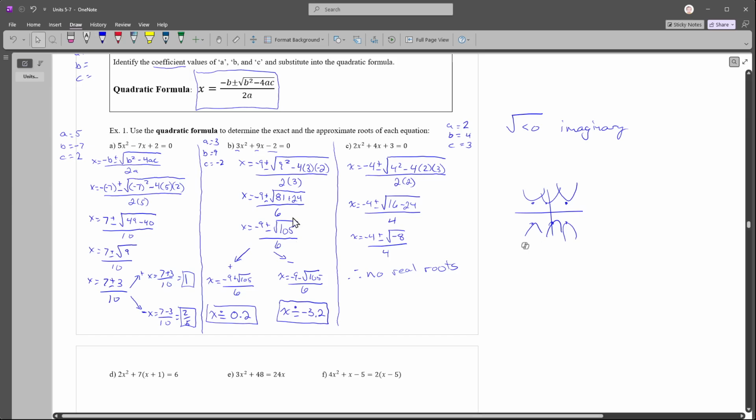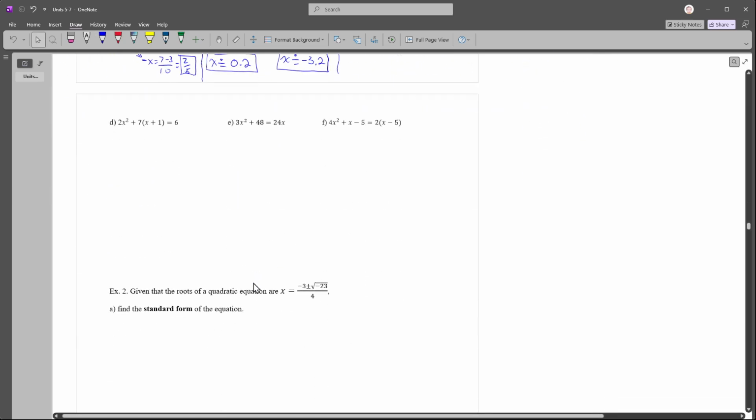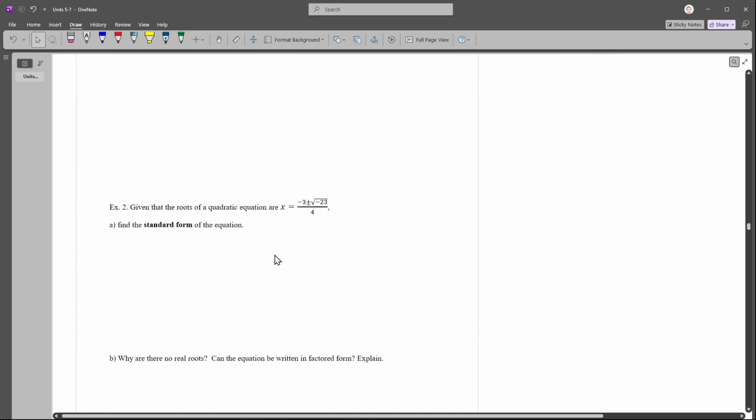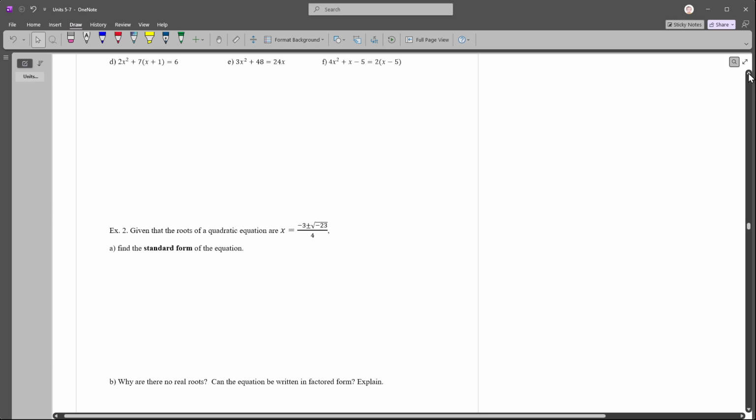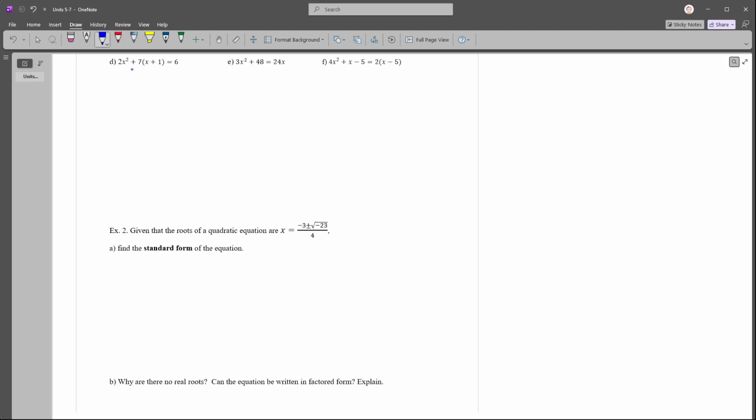Okay? So let's move down. We got 3 more just straight quadratic equation questions, and then we'll branch out a little bit to a word problem. Okay, or some other problems, I should say, some other applications. So we have 2x squared plus 7 times x plus 1 equals 6. Is this a quadratic equation? No, not yet. We haven't put it into standard form and set that standard form equal to 0 yet.